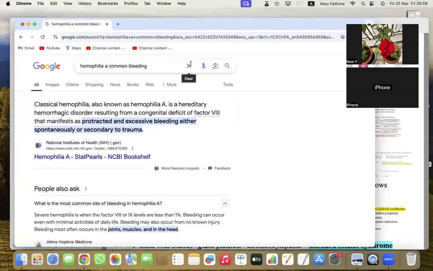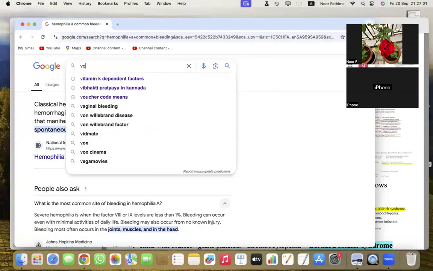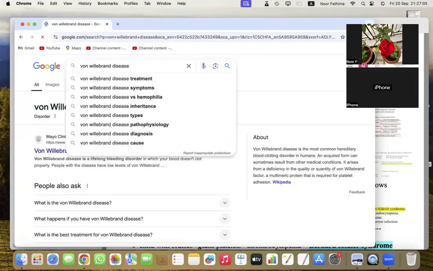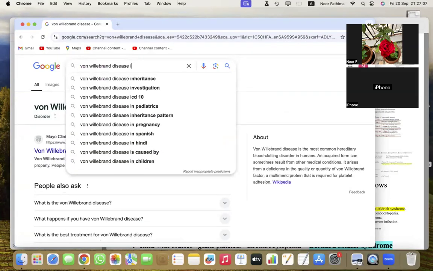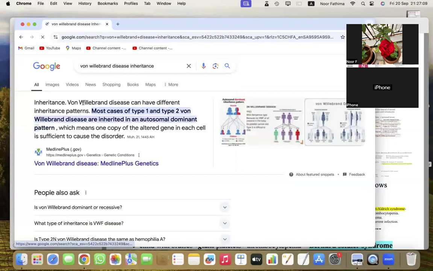I think it is autosomal dominant. Von Willebrand disease has different inheritance patterns. Most cases, type 1 and type 2, are inherited in an autosomal dominant pattern. So it is an autosomal dominant inheritance.